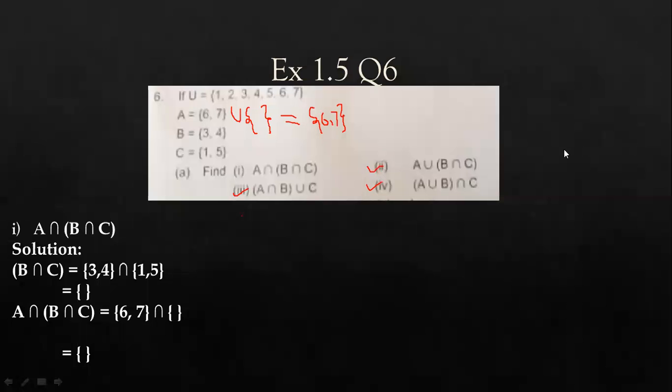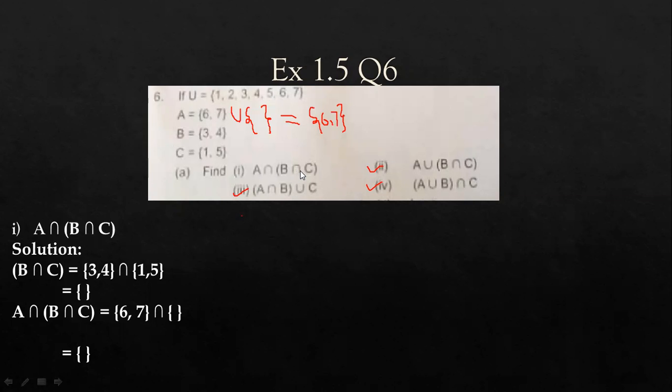The part B of this question is where we have to draw a Venn diagram of the same question. For the same question, A intersection B intersection C, we have to represent them by using a Venn diagram.